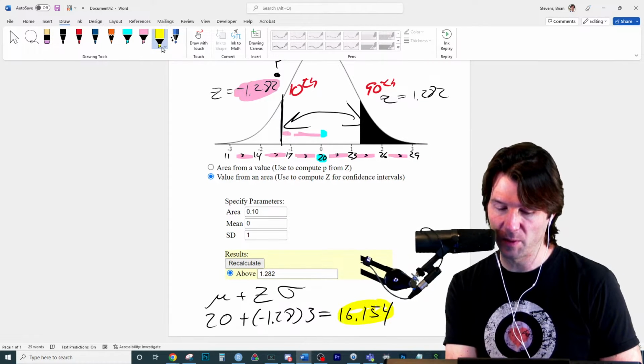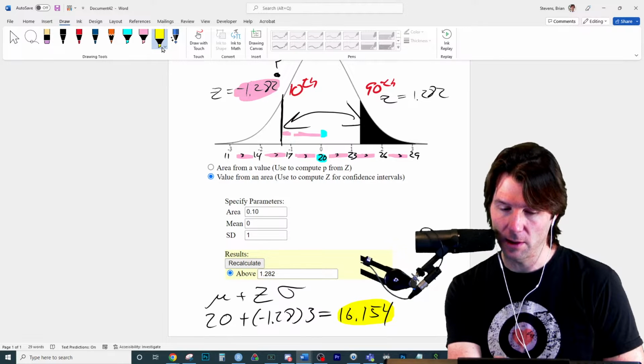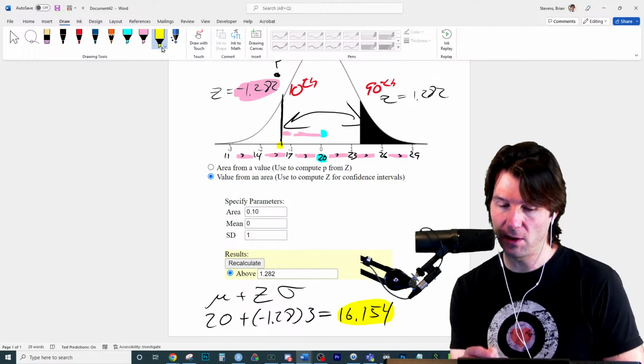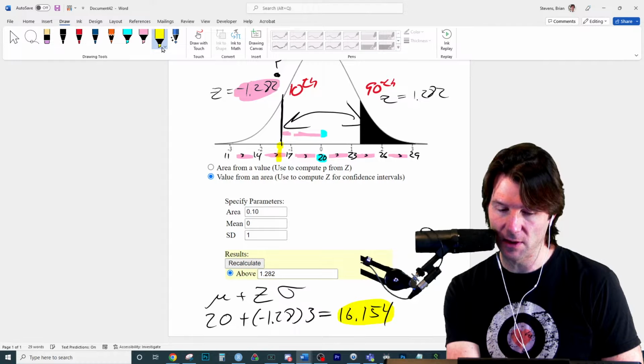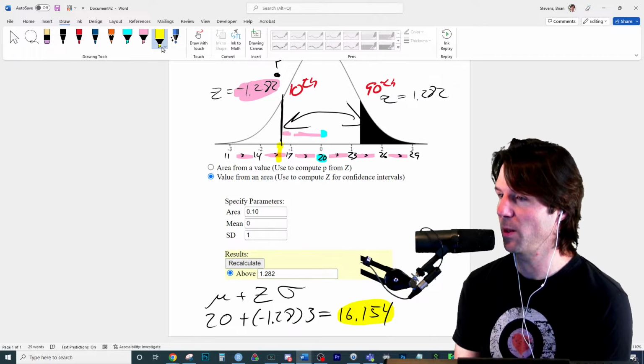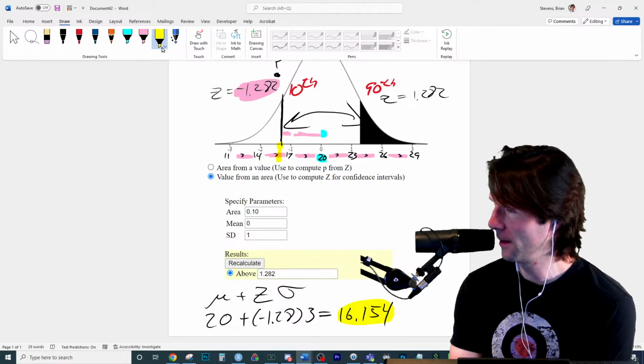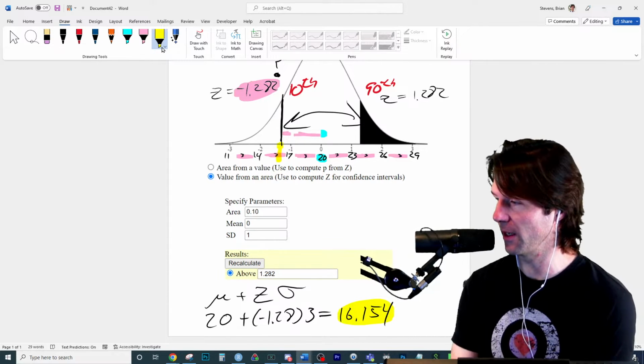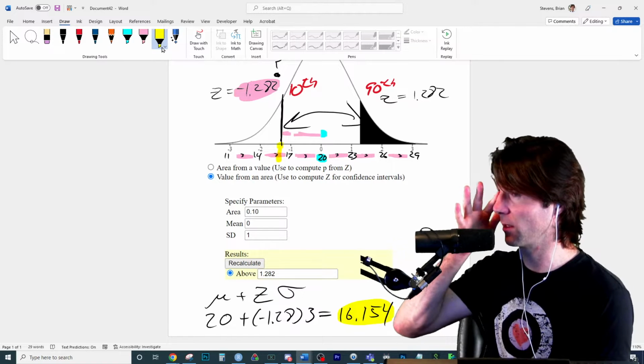Does that look about right? We'll show it on the calculator if you want. If you trace down right here, does that look to be about where 16.154 is? And then we're going to show the inverse norm way of solving it. It does look like it, right?